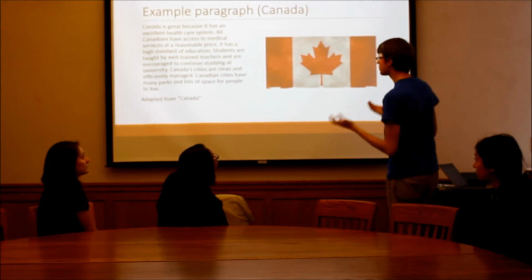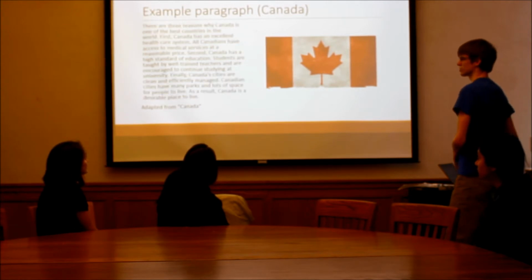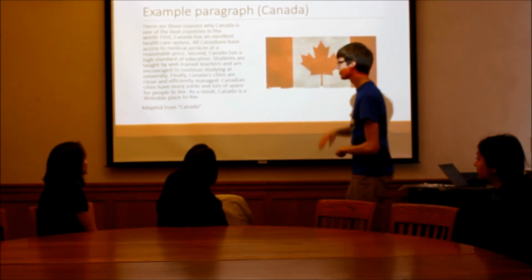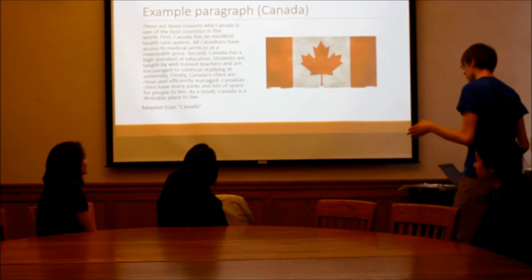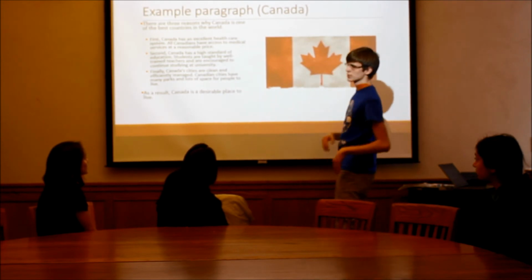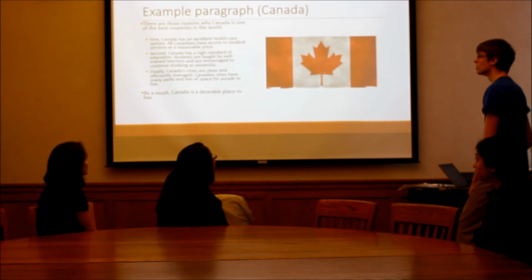One way we could fix this paragraph so it has the three parts of the structure we've talked about is to add a topic sentence and conclusion sentence. So I added this topic sentence which says there are 3 reasons why Canada is one of the best countries in the world, and this conclusion sentence which says as a result, Canada is a desirable place to live. And so then you get this very good structure that makes it very clear to the reader what you're talking about in this paragraph about Canada.